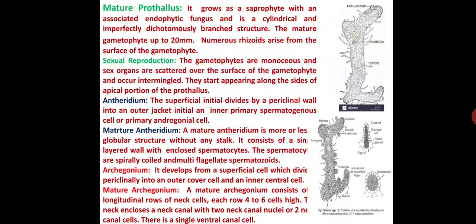Then we discuss the archegonium. It develops from a superficial cell which divides periclinally into an outer cover cell and an inner central cell. A mature archegonium consists of longitudinal rows of neck cells, each row 4 to 6 cells high. The neck encloses a neck canal cell with 2 canal nuclei, or 2 neck canal cells. There is a single ventral canal cell.